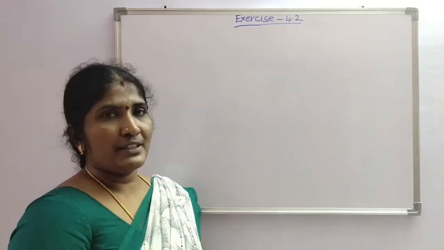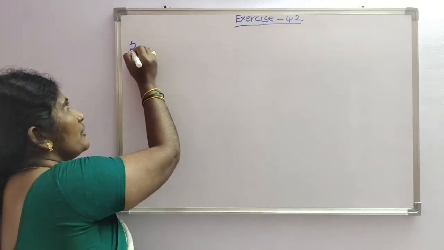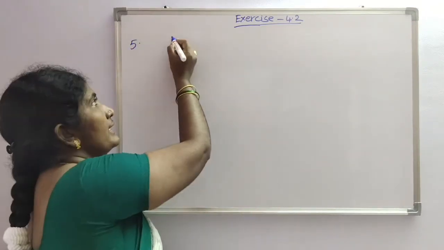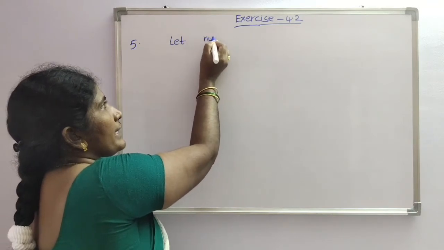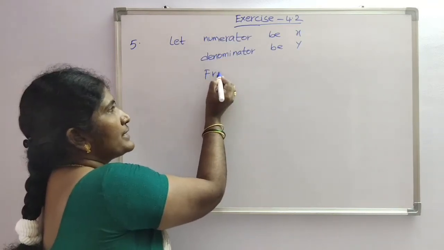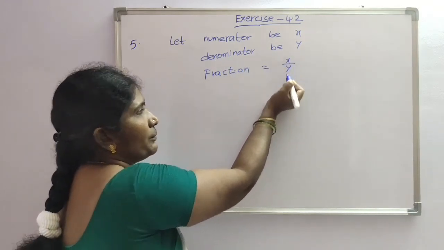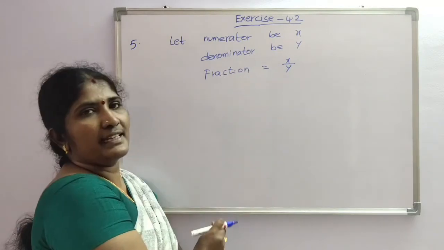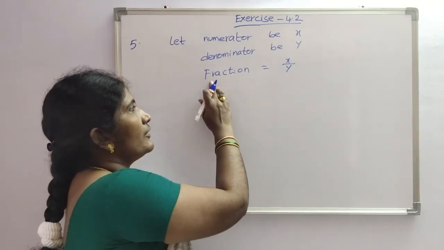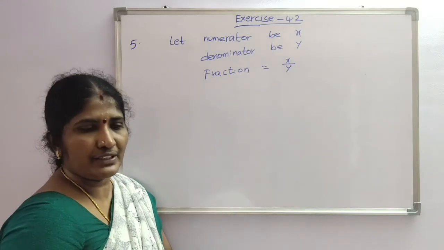What is the fraction? First of all, fraction means a numerator and denominator. What is the numerator and what is the denominator? They are not mentioned. Let the numerator be x and the denominator be y. Therefore, the fraction is x by y, numerator by denominator. Then we got a fraction x by y. Now the conditions they gave in the question.